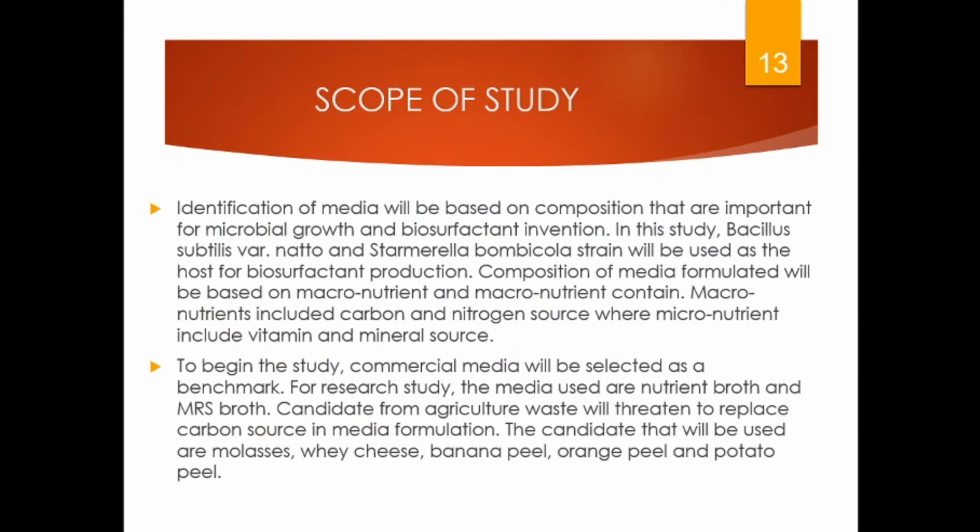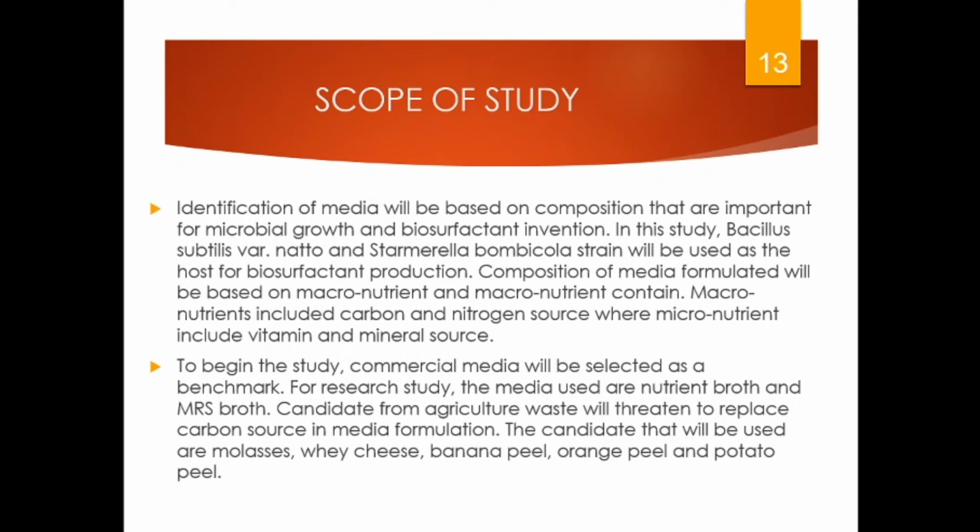Okay, this is the scope of study. The scope of study explains the objectives in more detail. So, the identification of media will be based on compositions that are important for microbial growth and biosurfactant production. In this study, Bacillus subtilis and Starmerella bombicola strains will be used as the host for biosurfactant production. Composition of media formulated will be based on macronutrients and micronutrients. Macronutrients include carbon and nitrogen sources, while micronutrients include vitamin and mineral sources.